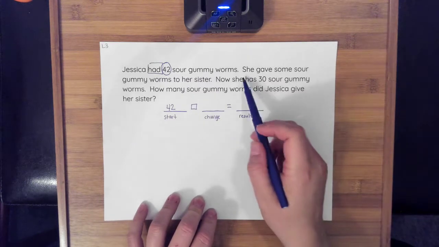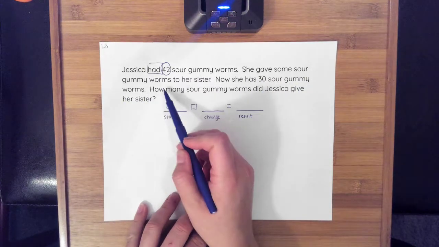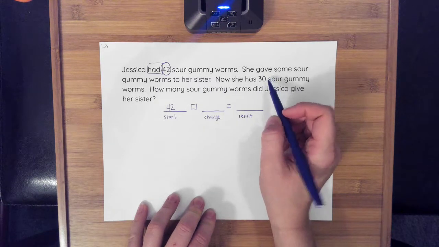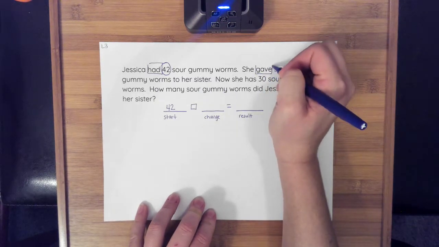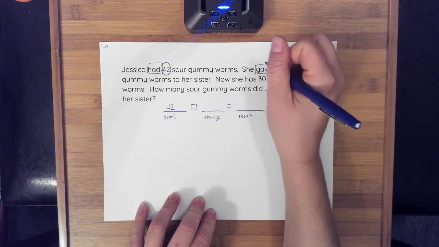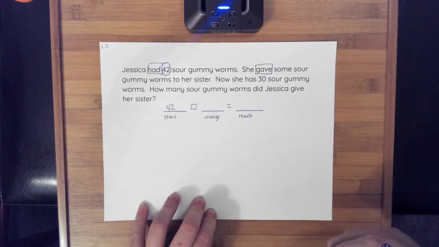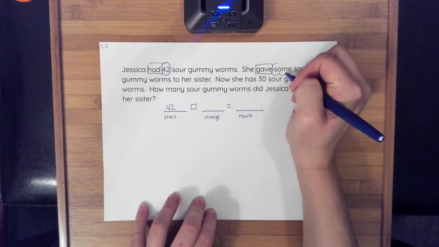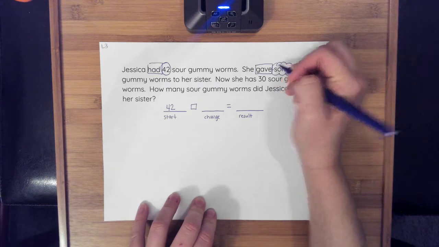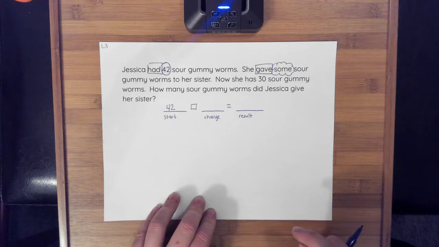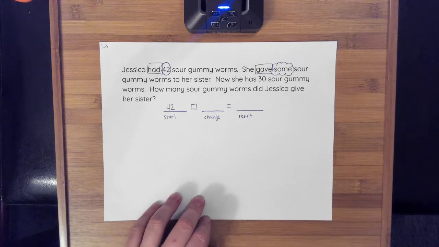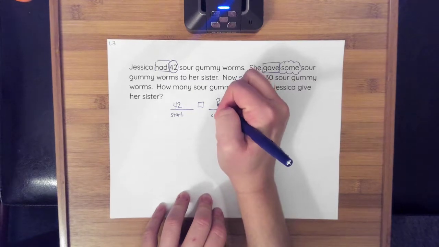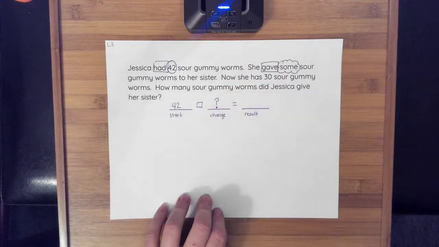Then I'm going to read, she gave some sour gummy worms to her sister. Well, it says she gave, so if she gave them, that means she's giving them away, so she no longer has them. So I know it's going to be subtraction. But then it says she gave some. It doesn't tell me exactly how many she gives away. So for right now, I think that is my unknown, because I don't know how many Jessica gave away to her sister. So I'm going to put that question mark right there.